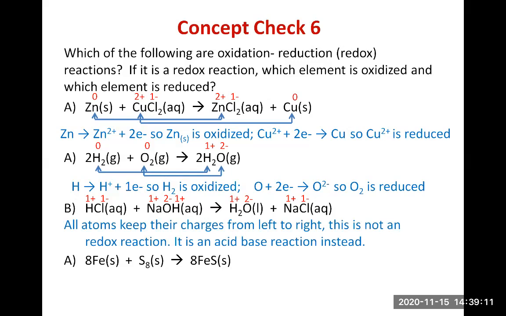8 irons as solid plus S8 sulfur as a solid, and gives 8 FeS, another solid. So you can see that on the left side, both iron and sulfur are in their natural state. S8 is one form of sulfur. Iron as a metal is just iron, Fe. So they are both in their oxidation states of 0. Then FeS, that's an ionic compound. It's made of a metal and a non-metal.